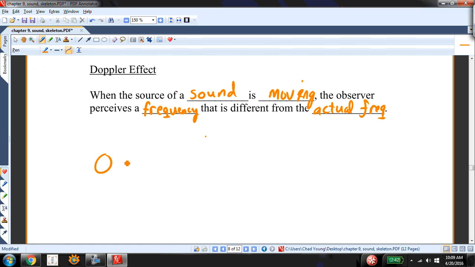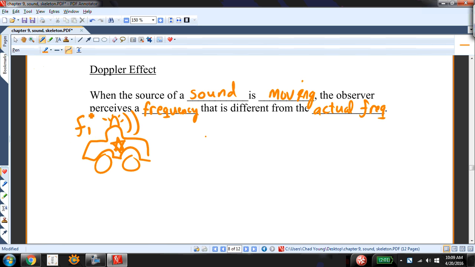So, for example, if you have a truck or a police car, and they're coming towards you, they are emitting a sound. And let's say that the frequency here, we'll call it F1. And you're standing over here, you're going to observe a frequency, I'll call this F2, that is bigger than F1. It'll sound higher. Think about a police car coming towards you.